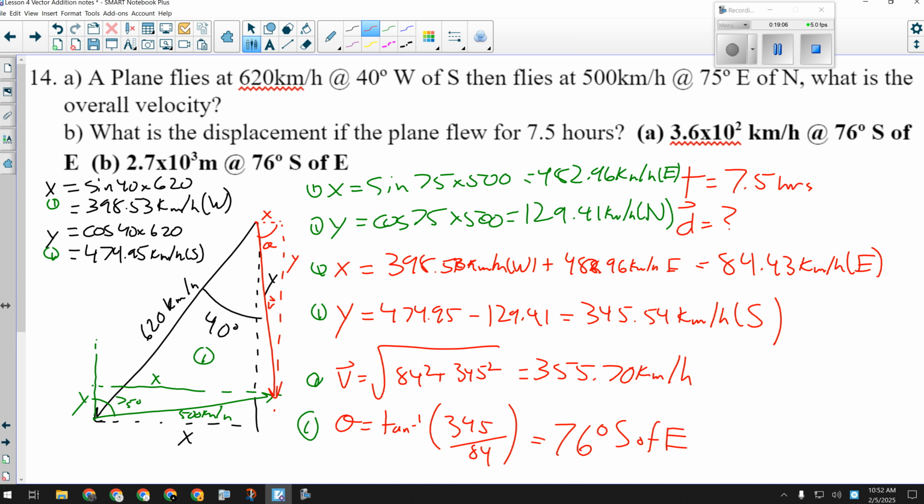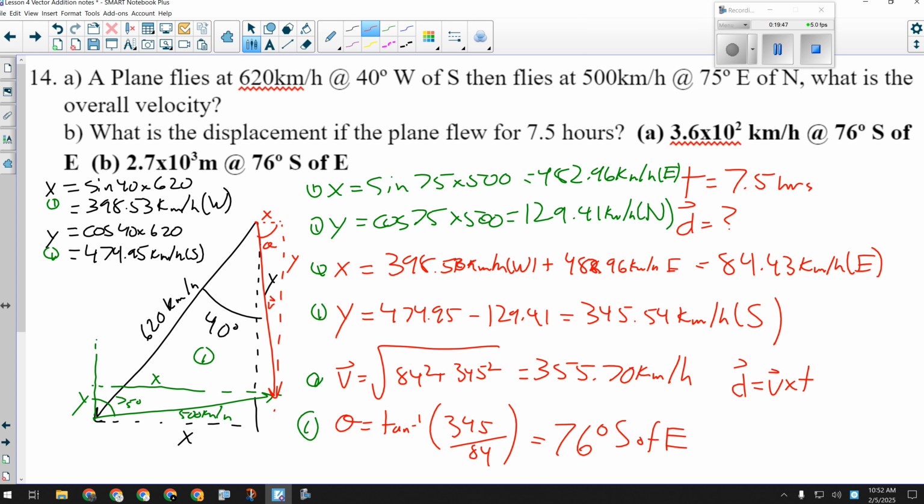The second part of this says the plane flew for 7.5 hours. What's the displacement? Well, I don't have to do anything with the vectors anymore. I already know which direction it's flying. That's the direction it will be displaced. But I do need to calculate what d is using v, which I spent all that time calculating, times t. So all I have to do is take that number I spent all that time calculating, that one right there, and multiply it by 7.5 hours, and I should get 2.7 times 10 to the 3, again, at the same vector. So meters at 76 degrees south of east.